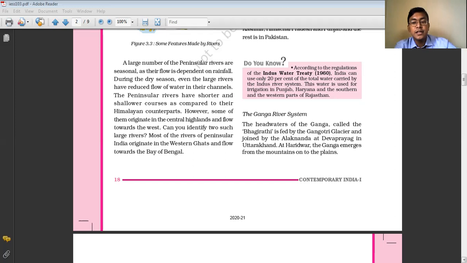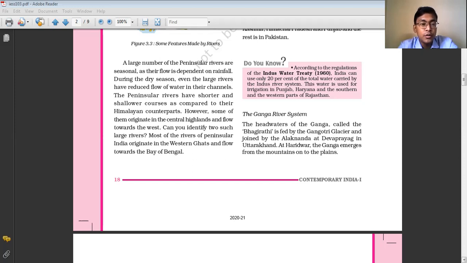That is the Bhagirathi and the Alaknanda. These are the two important rivers which joined together and led to the formation of the river Ganga. The Bhagirathi river gets its water from the Gangotri glacier, and it is the main stream of Ganga. The Bhagirathi river originates from the Gangotri glacier near Gaumukh.